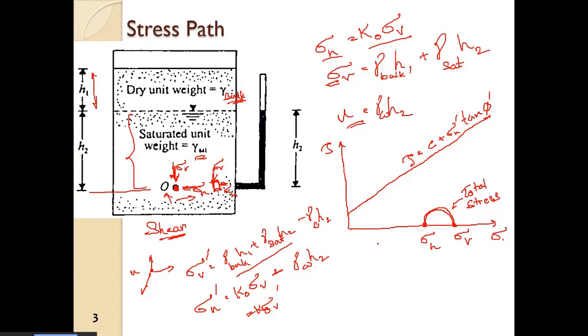So here what will happen is that this total stress Mohr circle will be reduced by pore water pressure. So ultimately both these 2 points will shift in the negative normal stress direction, in this direction. So we are subtracting the pore water pressure from both the conditions. So we have this effective stress Mohr circle.